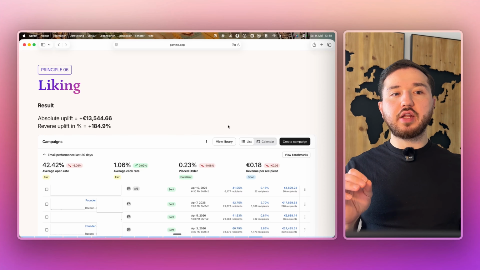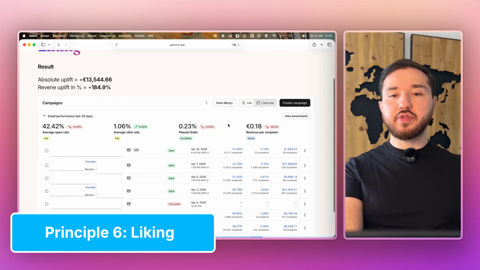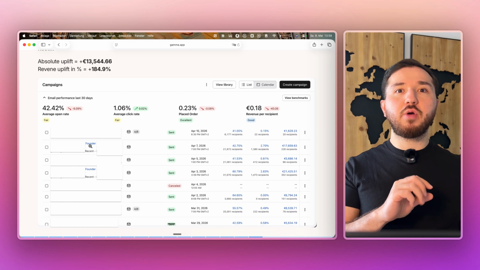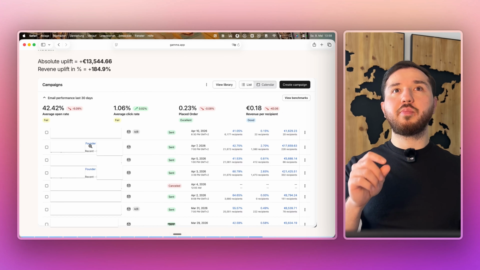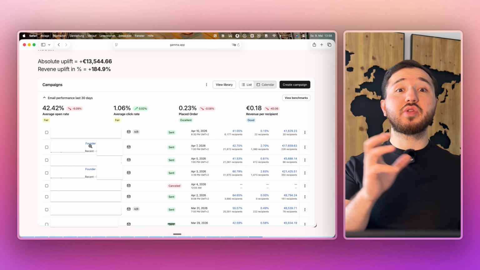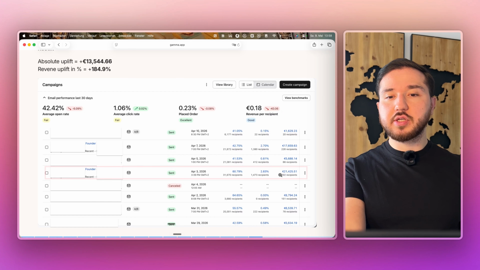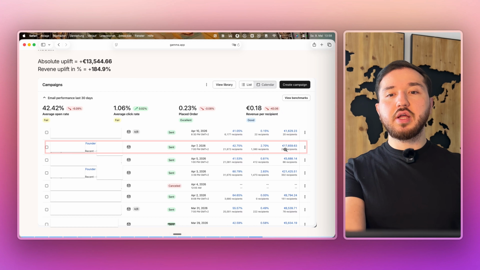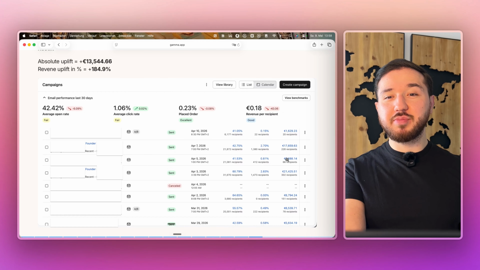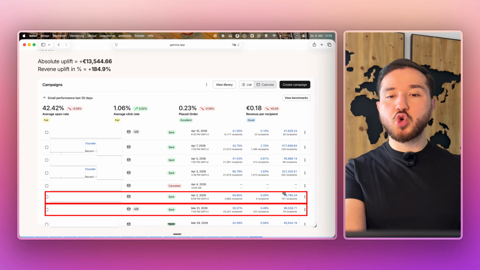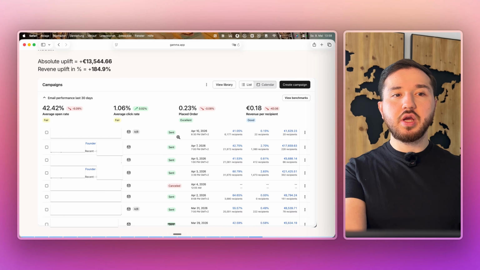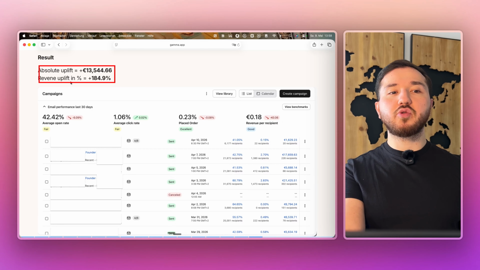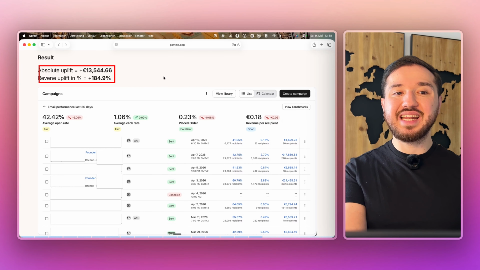The next principle that you should add is liking. We've done it for this brand, and here you can see the founder emails, which we've written in a very personal manner. We made those founder emails to resonate with the target audience. And you can see the first email generated 21,000 euros and the second one generated 17,000 euros. Now compare that to their average email campaign, which was only generating around, let's say, 6,500 euros. Now the absolute uplift was around 13,500 euros and the revenue uplift in percentage was 184%.